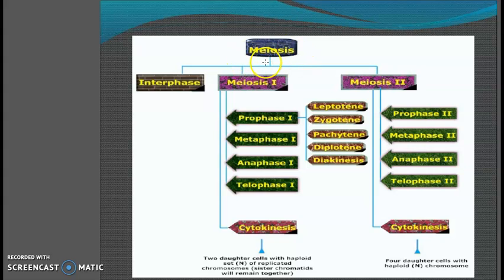This is the overall process of meiosis. It includes interphase, then meiosis 1. Meiosis 1 consists of four main stages: prophase 1, metaphase 1, anaphase 1, and telophase 1, and prophase 1 is again divided into leptotene, zygotene, pachytene, diplotene, and diakinesis, followed by cytokinesis. Then meiosis 2 consists of prophase 2, metaphase 2, anaphase 2, telophase 2, and finally cytokinesis with the production of four daughter cells with haploid chromosomes.